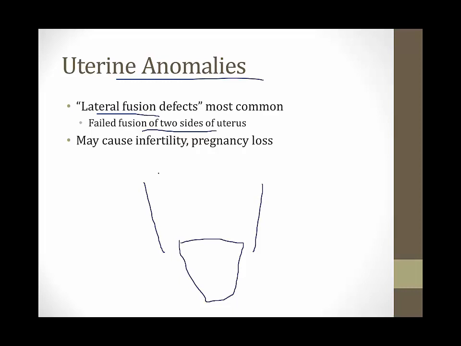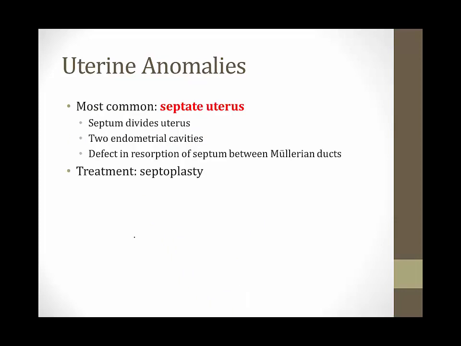And the problem this can create for women is infertility and pregnancy loss. If the uterus doesn't have a normal shape, it can be difficult for the embryo to implant in the wall of the uterus. The most common uterine anomaly is called a septate uterus. It gets its name because in this condition there's a septum that divides the uterus into two endometrial cavities.